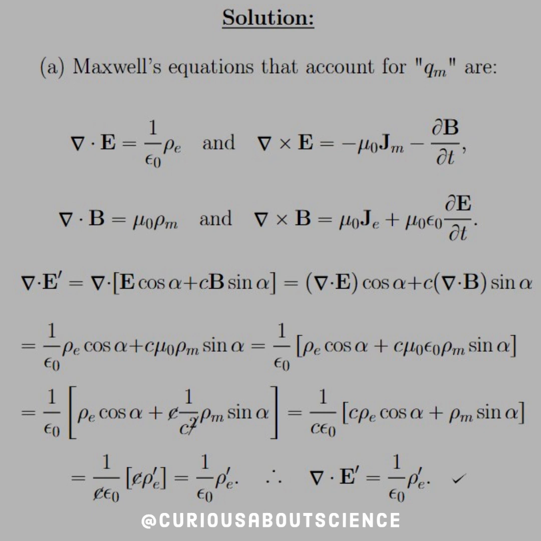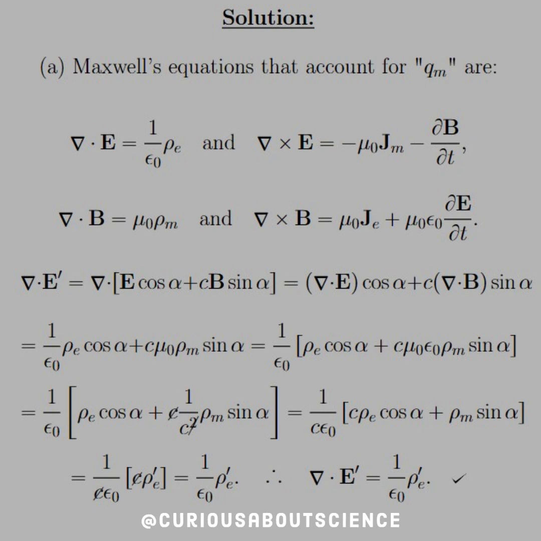All right, so what we need to do for invariance is show that the divergence of E prime is equal to the charge, or rho E prime over epsilon naught, so it looks just like the equation before and after. So let's go ahead and plug it in: E cosine alpha plus CB sine alpha. Clearly the divergence is only affecting the vectors here, so del dot E and del dot B.